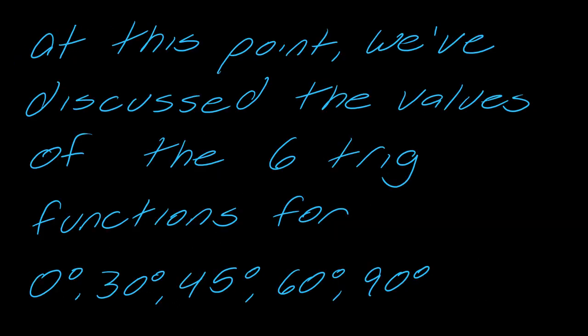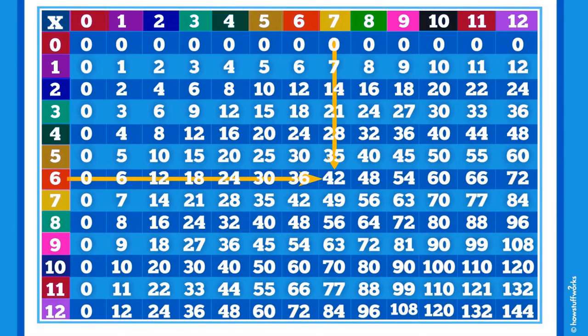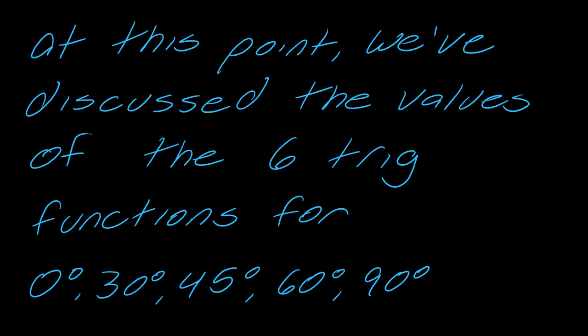Okay, so at this point, if you've been watching my whole series, we have discussed the values of 6 trig functions for 0 degrees, 30 degrees, 45 degrees, 60 degrees, and 90 degrees. And these values you really need to know as well as those multiplication tables that you used to do. These are super, super important. Like, you remember back in the day when you were a kid and you had to do the multiplication table? So these values that we've discussed, you need to know those as well as you know a multiplication table. That is how important it is.